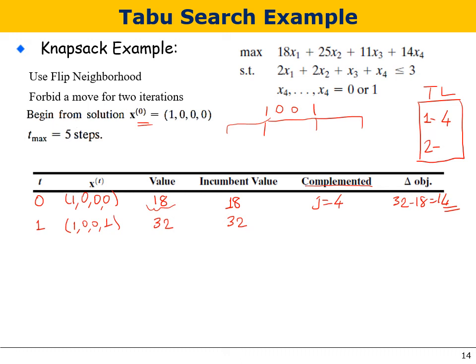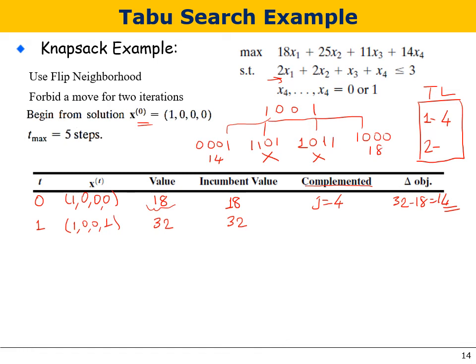So flipping the first one leads to 0, 0, 0, 1. This is a feasible solution with objective function value 14. Flipping the second variable, or complementing the second variable, leads to this one, which is infeasible. Complementing the third one leads to this solution, which is also infeasible. Just check with your constraint. And flipping the last one leads to this solution, which is feasible and which has an objective function value of 18.